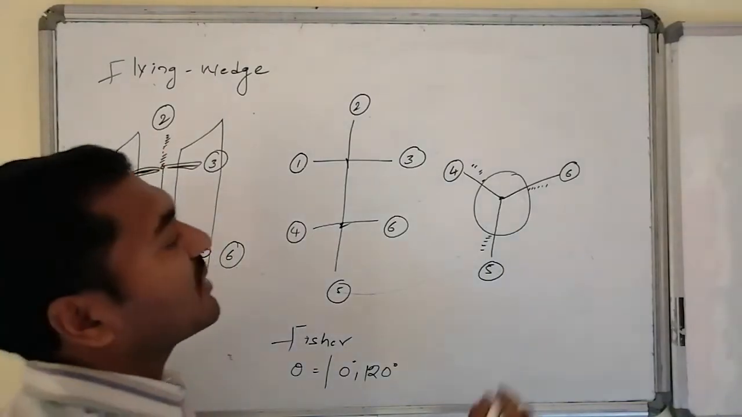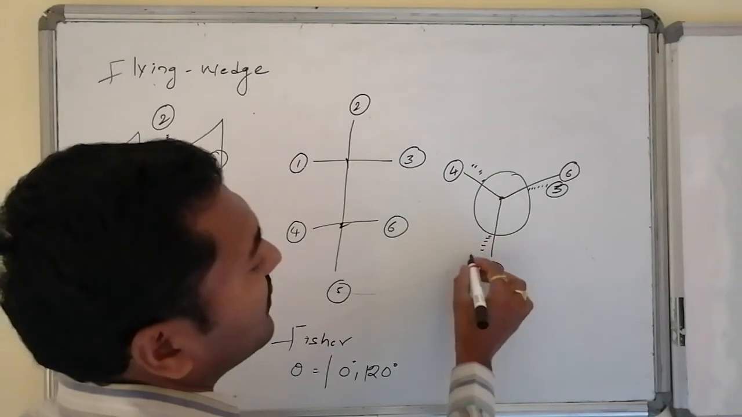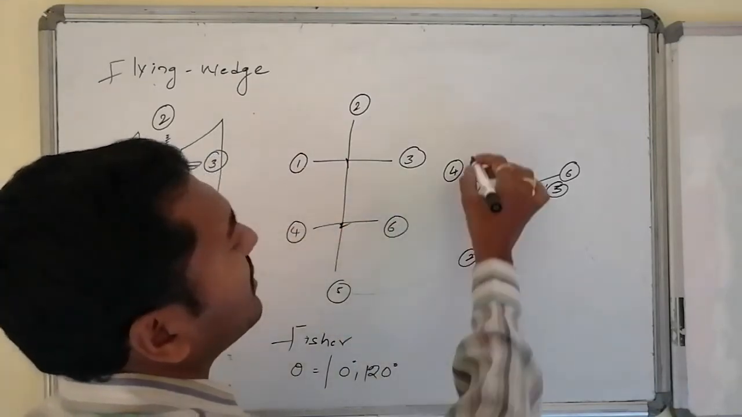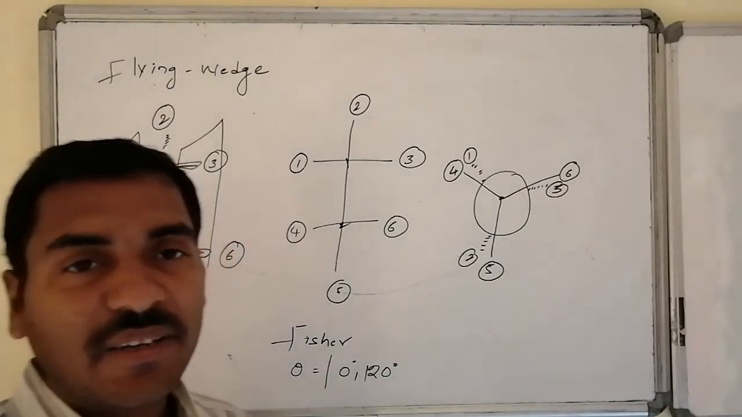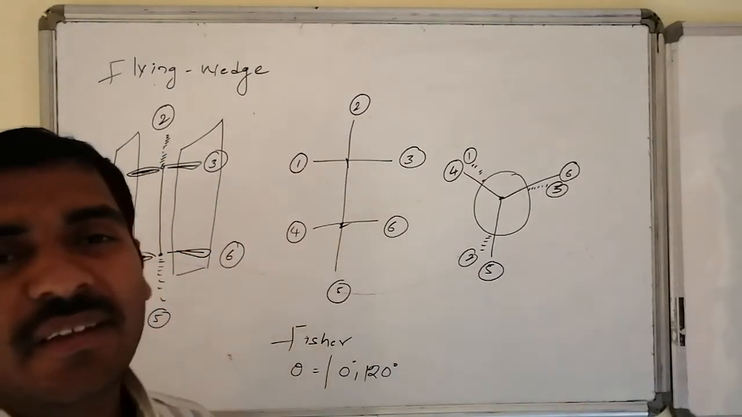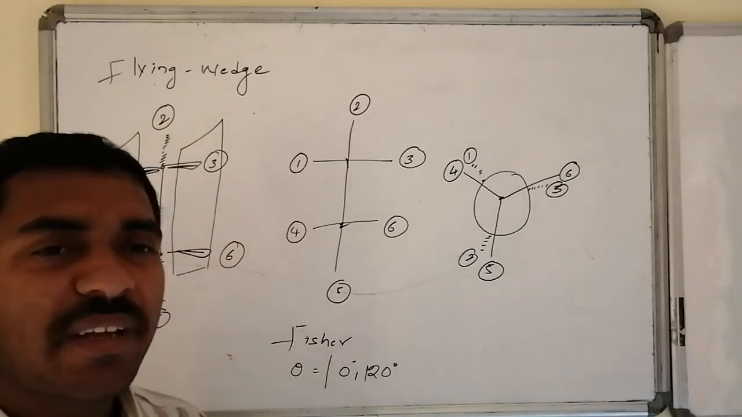The sixth one is covered by the third one, and the second one is covered by the fifth one. Similarly, the first one is covered by the fourth one. These are the valencies connected to the back carbon atom. Now I can rotate either the front valencies or the back carbon valencies or both by any angle.